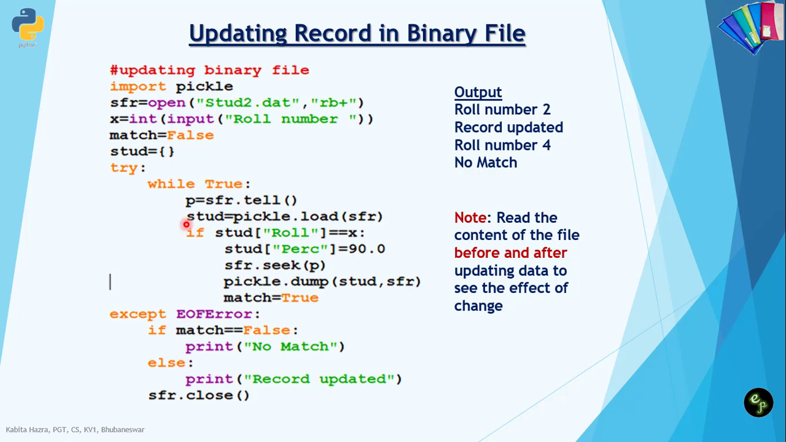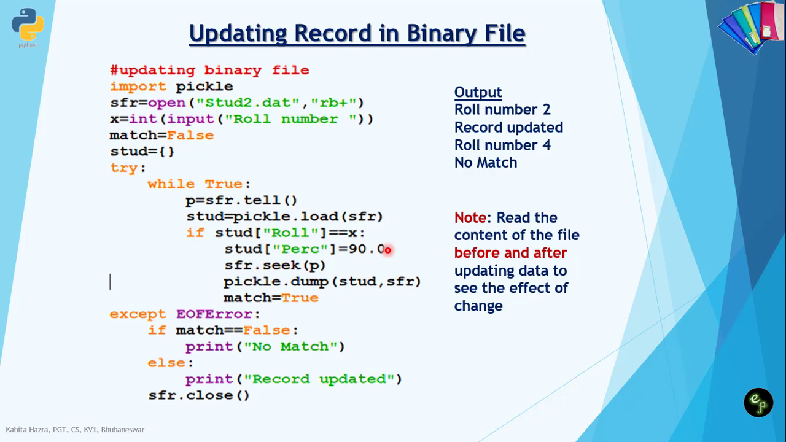Then we are performing the reading operation within the try block so that if any error occurs, like if it reaches the end of the file, then that can be handled using the EOF error exception. Initially we are reading the file pointer position in a variable p, then we are reading the content of the file in the dictionary std. We are matching the roll number from the dictionary with the input that we have provided for roll number, the match condition or search condition, and then we are updating the percentage. Whatever the percentage was, now it has to be updated to 90.